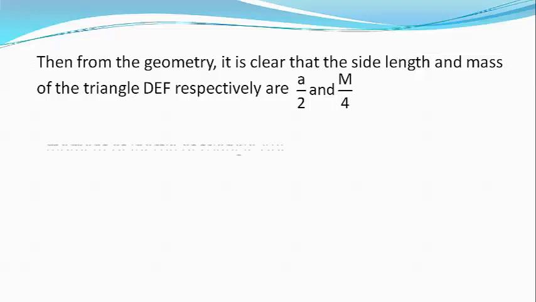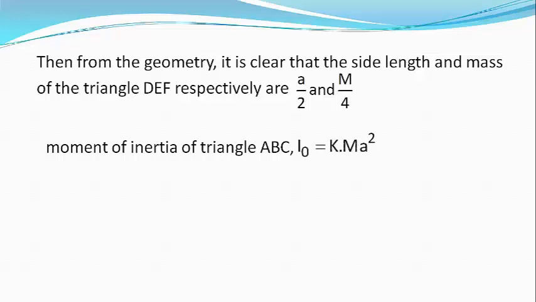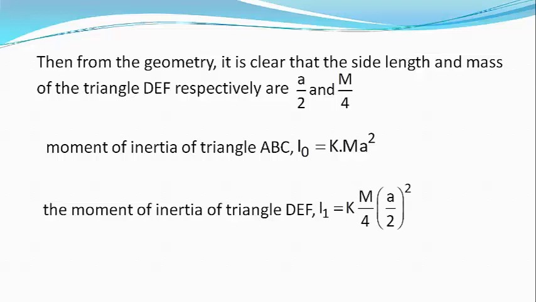Let moment of inertia of the triangle ABC, I0 equals K times M a square. Then the moment of inertia of the triangle DEF, I1 equals K into M divided by 4 into a by 2 whole square, or I1 equals K into M a square divided by 16, which equals 1 by 16 into I0.